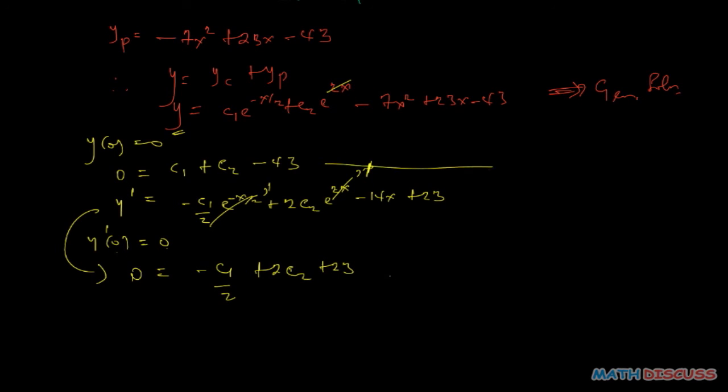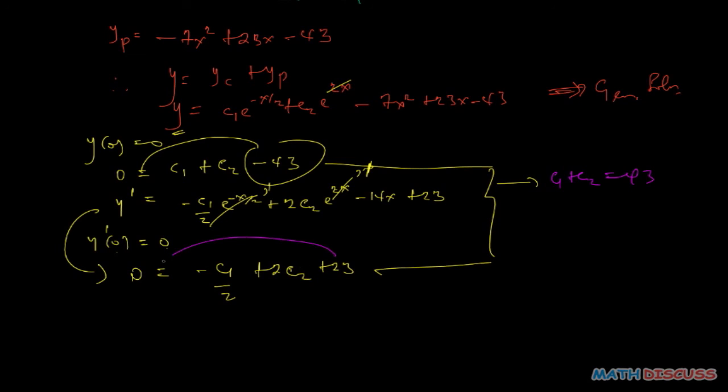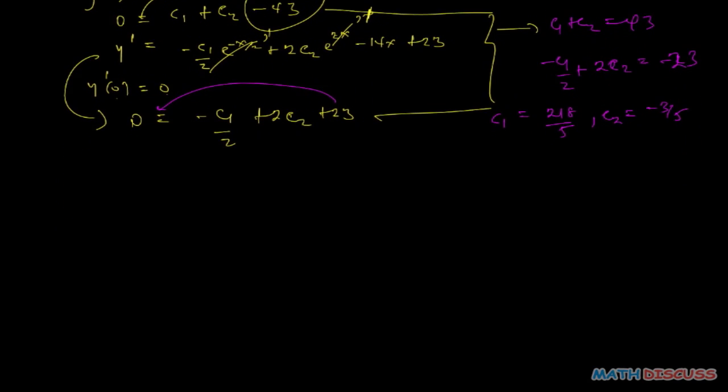So now when we pick this and this, this one comes to this side, so we have c1 plus c2 equals 43. And then this one comes to this side, so it becomes minus c1 all over 2 plus 2c2 equals minus 23. So we solve this simultaneous equation, and what we have for c1 is going to be 218 all over 5, and then our c2 would be minus 3 all over 5. So that's our c1 and c2.